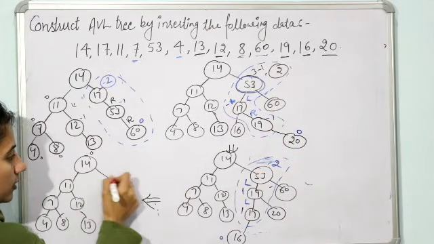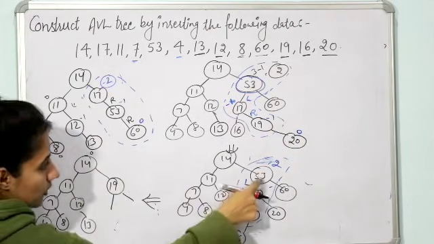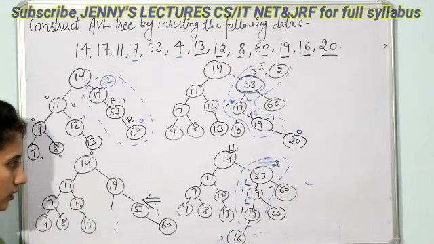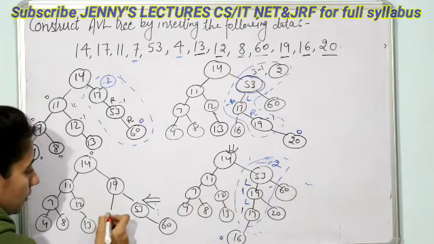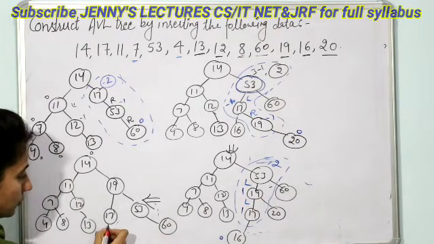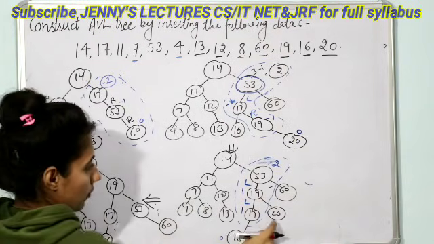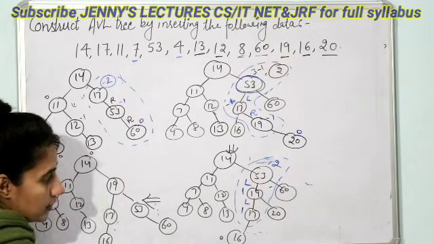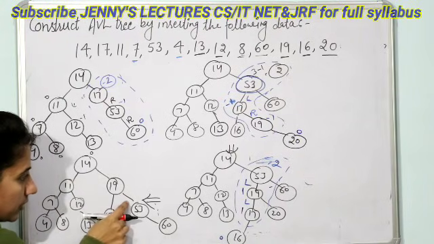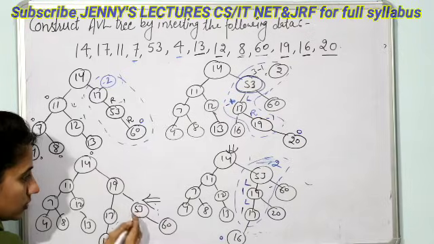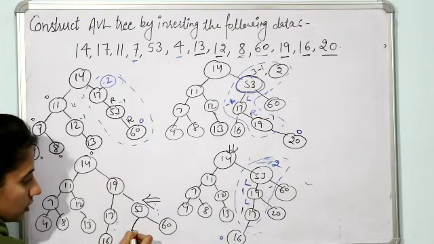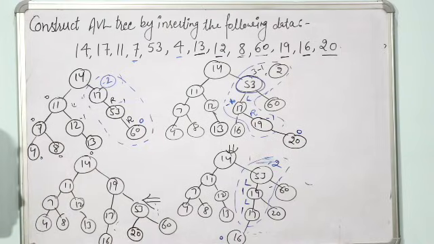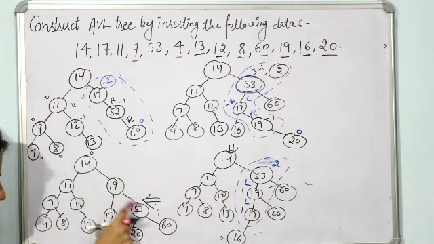So 19 would become the root. To the right of 19 we will have 53 and 60 would be to the right of 53. Fine. And to the left of 19 will be 17. To the left of 17 we have 16. Where would this 20 go? Check out. 20 is to the right of 19. You can't insert 20 here. So 20 would be inserted to the left of 53, because 20 is less than 53. Okay. Now this would be our tree.